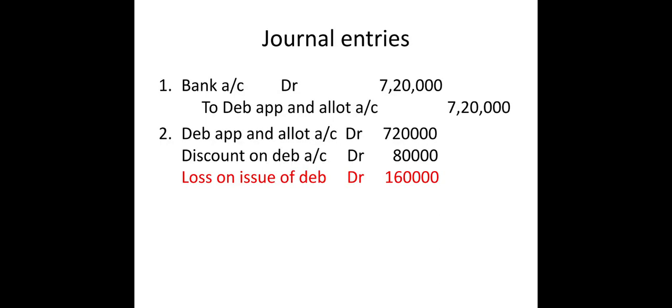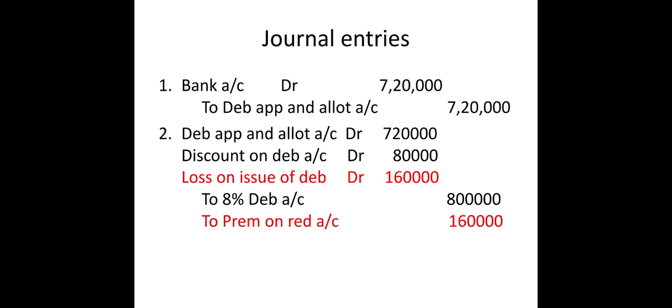And in credit, there will be two accounts: to X% debentures. X is equal to 8 here. So to 8% debentures account, 8 lakhs, and to premium on redemption account, 1,60,000. Student, the journal entry I have already explained earlier, and the amount also I have separately explained in the previous slides. You can just rewind and go to the calculation if you don't know how we derived the amount.